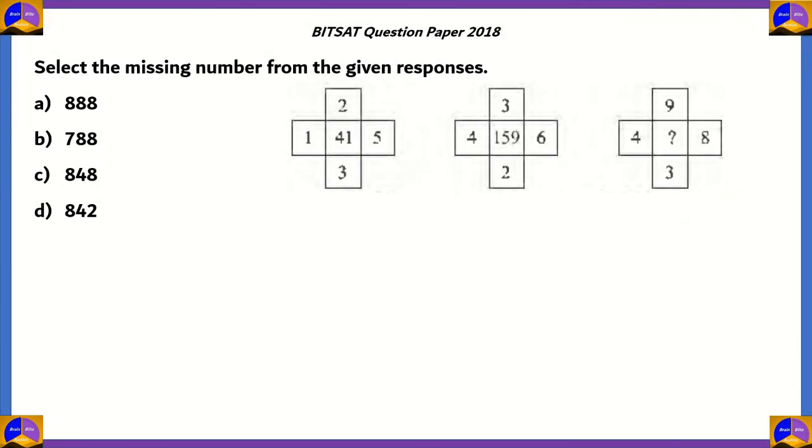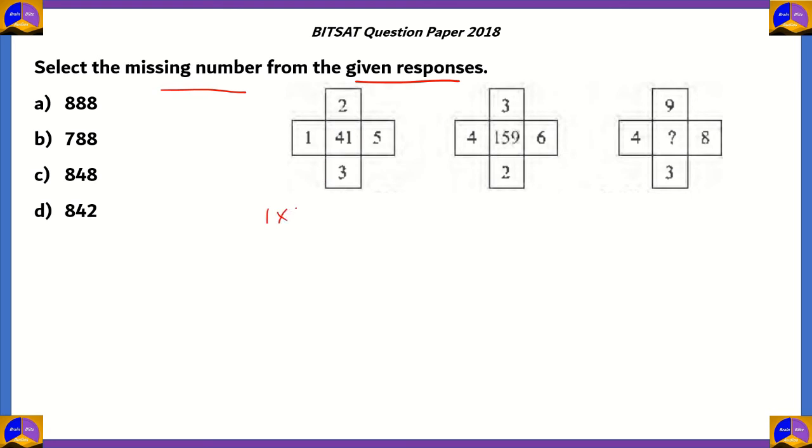Now, let's select the missing number from the given responses. So we have figures like these where you need to find out the relation between the outer numbers that gives us the inner number. In this case, we need to find a relation between 1, 2, 3, and 5 that gives us 41. Let's use simple mathematical operators to find an answer. Let's start off with multiplication because that gives us the highest amount.